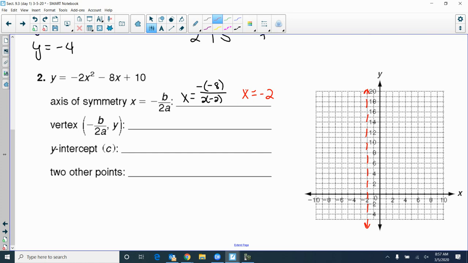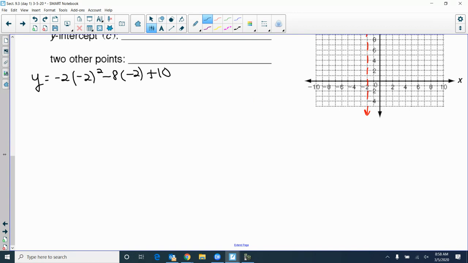Vertex, you take whatever that is, and good job, you caught me, because if I would plug in 2, I would get the wrong vertex. And so everything would look mixed up. You have, it's y equals negative 2. I'm plugging in negative 2 squared minus 8 times negative 2 plus 10. All right, I'm going to do this by hand. You can do it on your calculator. See if we match up. Go ahead and see what you get. Don't graph it yet. Let's see what you come up with.